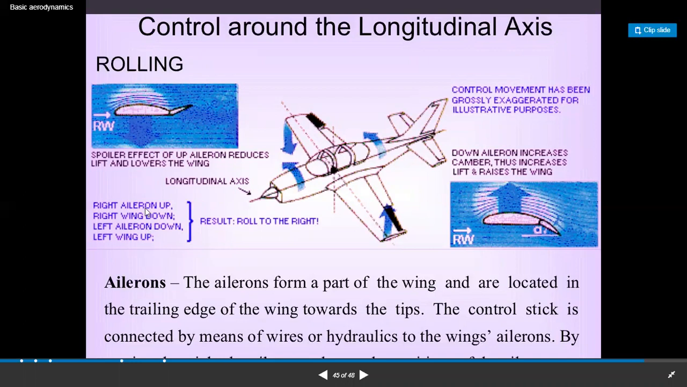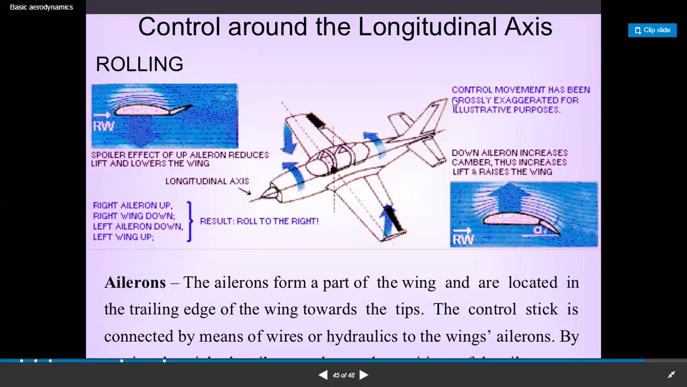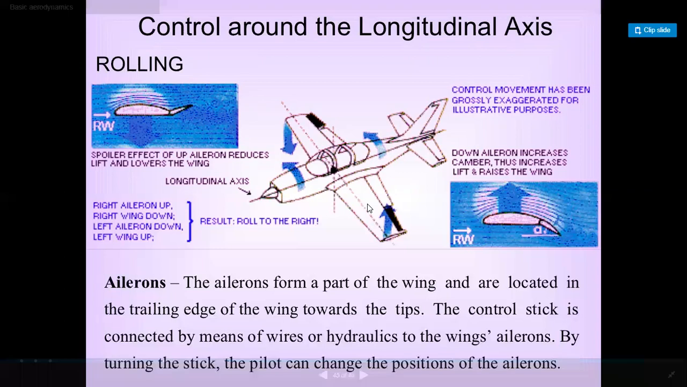So it depends like that. That is the action once the pilot applies it. When he applies the right aileron up, the right wing goes down. If the left aileron is down, the left wing goes up. Ailerons form part of the wing and are located in the trailing edge of the wing towards the tips. The control stick is moved by means of wires or hydraulics to turn the wing's ailerons. We call stick fixed, neutral stick fixed and stick free conditions; we will study them in flight mechanics when studying stability.